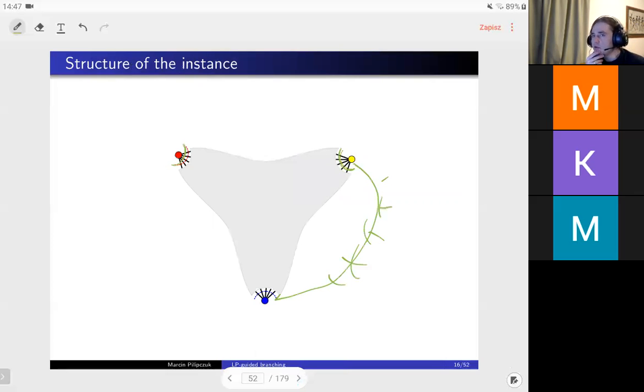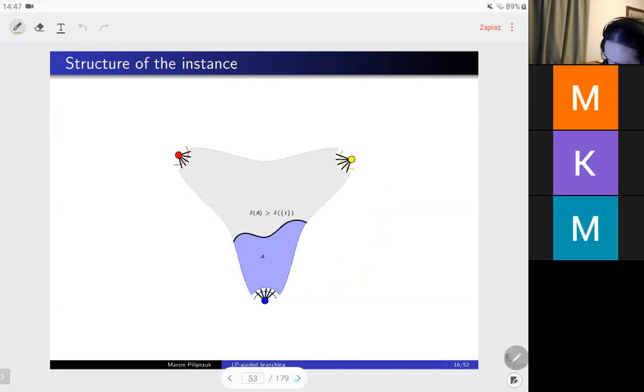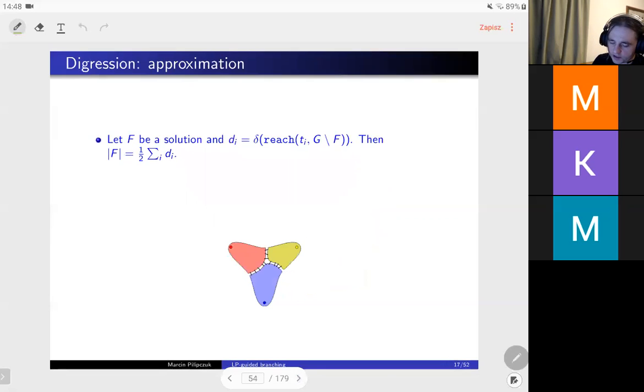Okay, and now the observation is, let's look at the solution here. The first observation is that if you take any other set here, then the number of edges here is actually larger than the number of edges here, because that was the unique minimum cut. So if you take any other cut between the terminal and the remaining terminals, you get a larger cut. The other observation is, let's look at the solution.